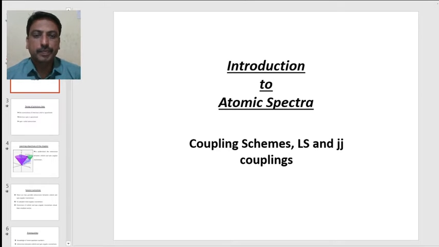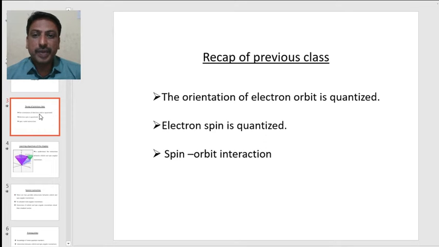Good evening, students. In this session, we are going to learn the coupling schemes, that are LS and JJ coupling, between orbital as well as spin angular momentum in the case of an atom. In the previous class, we had studied that the orientation of an electron orbit is quantized along with its spin, and there is an interaction between spin and orbital angular momentum of an atom.